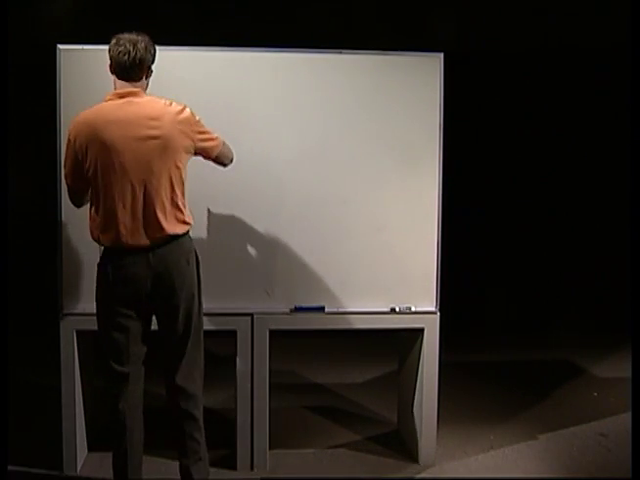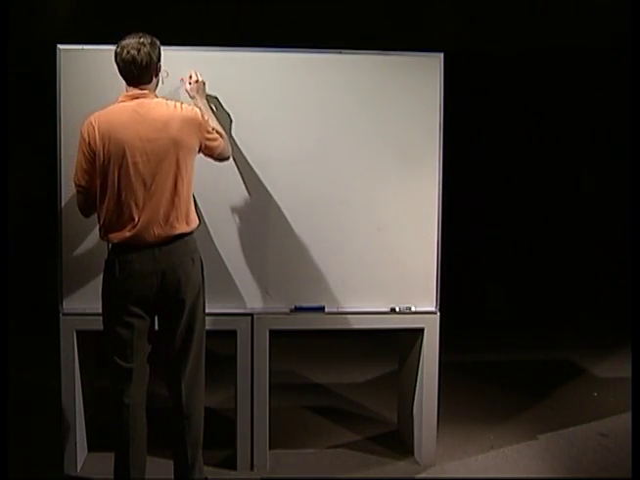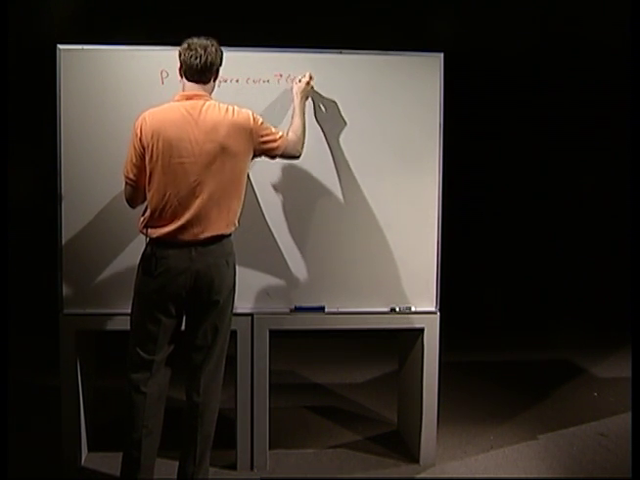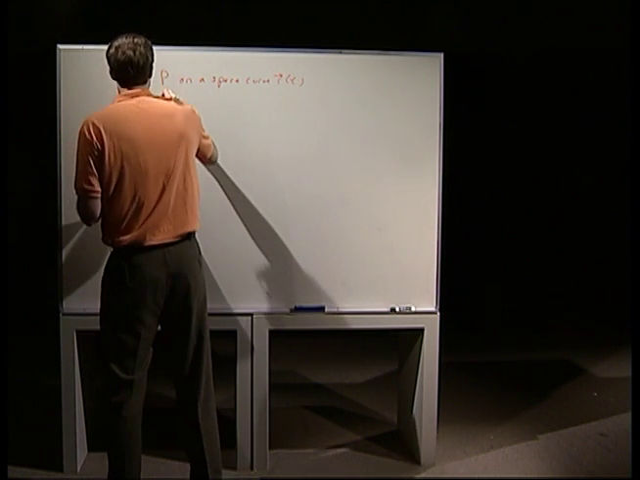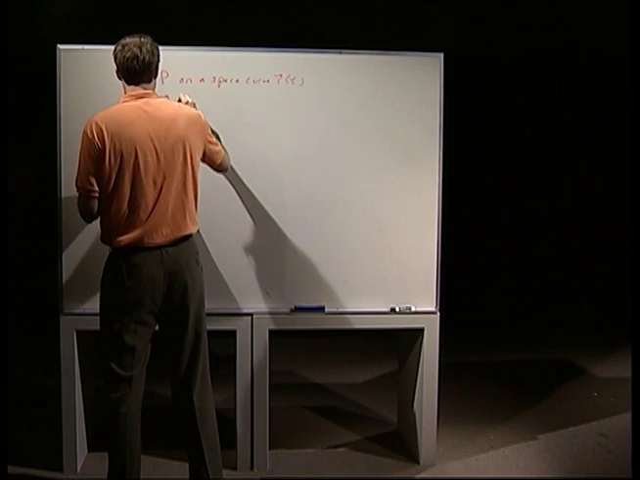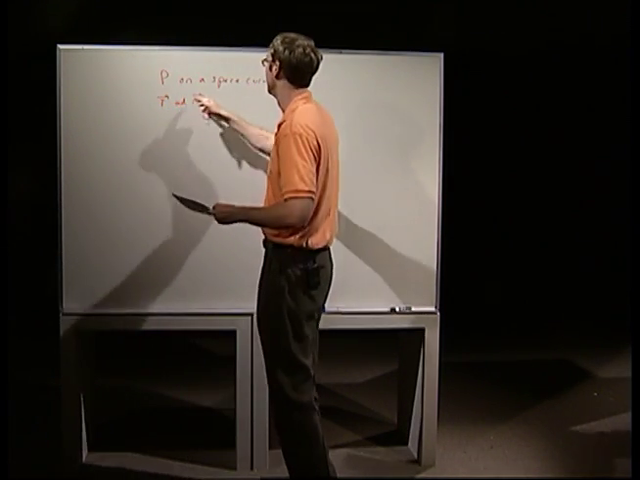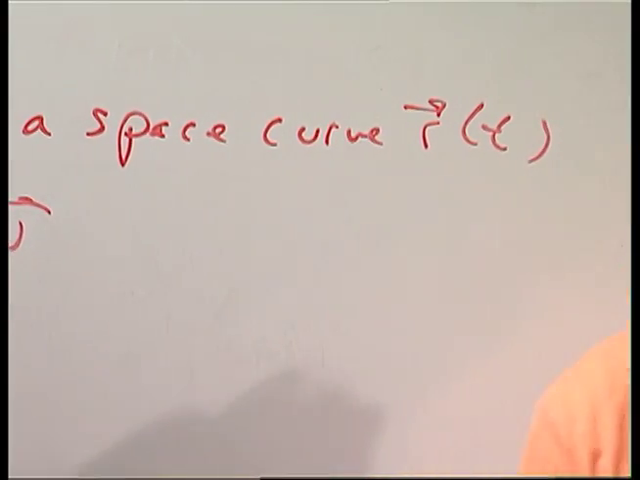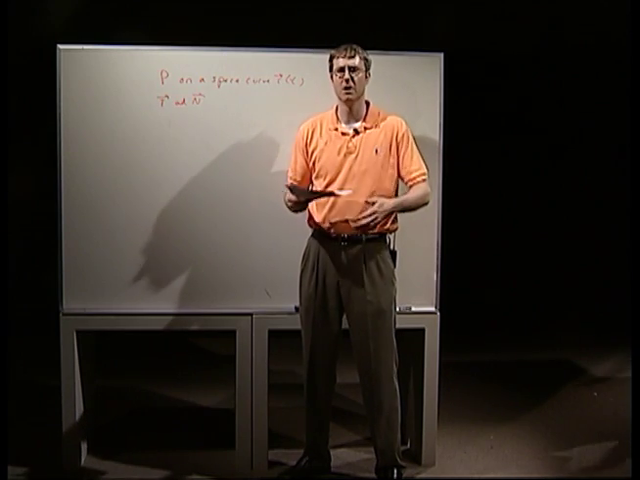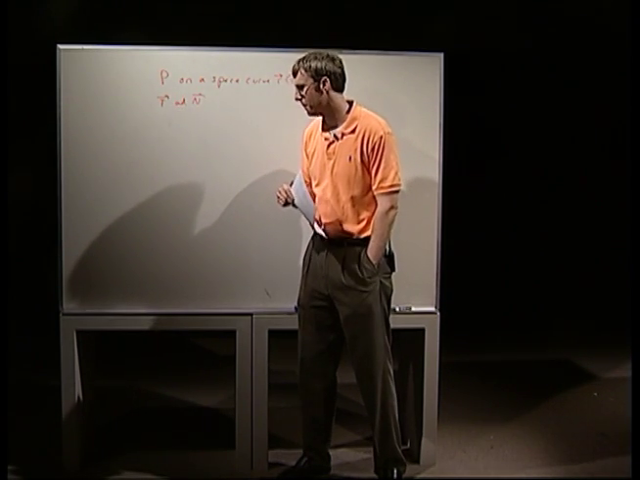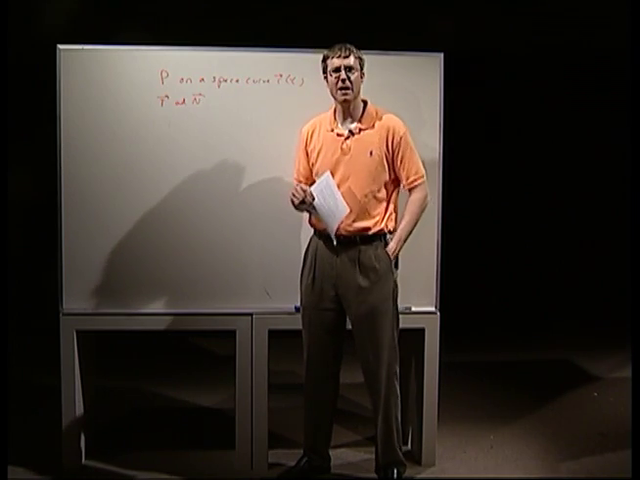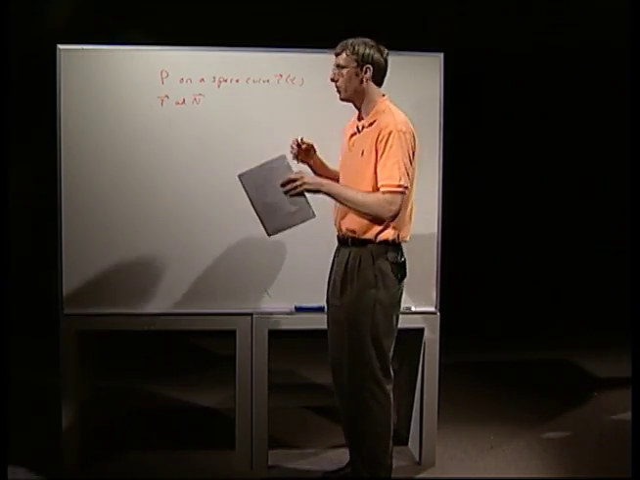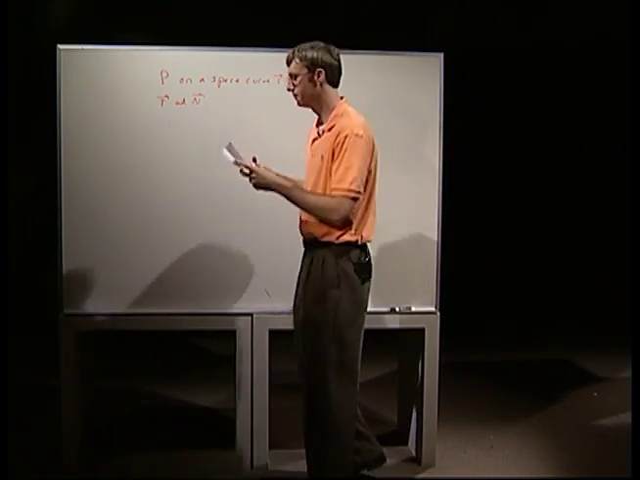So let's start with point P on space curve r(t). At this point P, we have unit tangent and unit normal, and we know unit tangent points in the direction of motion and unit normal points in the direction of curvature. So these 2 vectors are orthogonal to each other. They form a plane. We can talk about what the vector normal to that plane is, because these 2 vectors are in the plane. Right?